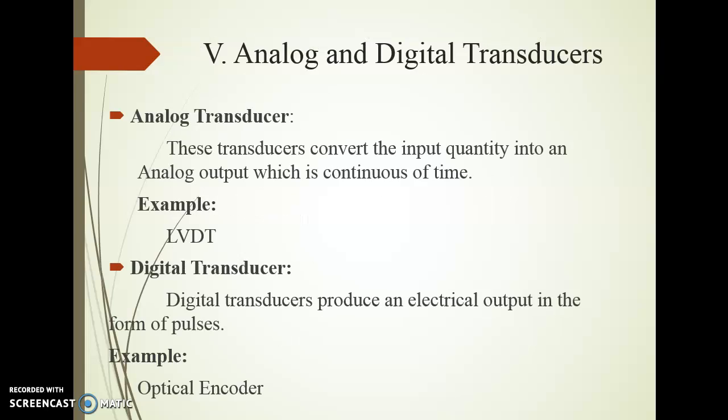So next classification is analog and digital transducers. In analog transducers, we get output in analog form. The example for analog transducer is LVDT. Next is the digital transducers. In a digital transducer, we get output in the form of pulses or zeros and ones. The example for digital transducer is the optical encoder. A digital tachometer is another example of a digital transducer.